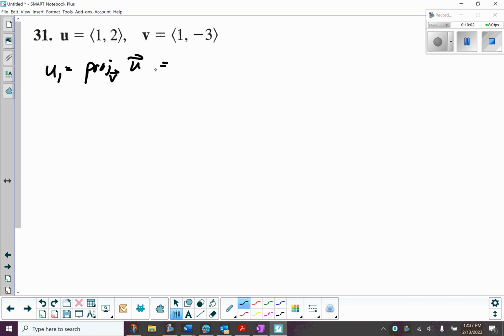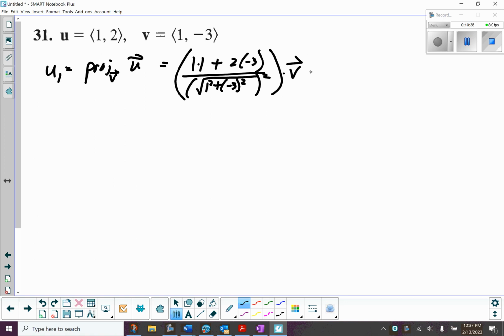We know u sub 1 is going to be the projection of vector u onto vector v. So again, our scalar here is going to be the dot product. So we're going to take 1 times 1, and then we're going to add 2 times negative 3. And we're going to divide that by the magnitude of vector v squared. So yes, I'm going to keep writing it out this way. So again, just vector v, 1 squared, and negative 3 squared. And then that gets multiplied by vector v as a scalar.